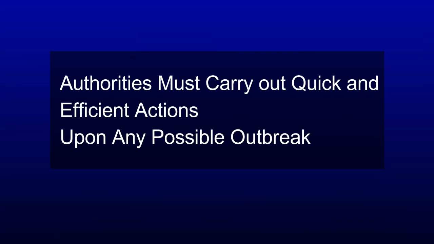Lastly, another step that we can take is that authorities should carry out quick and efficient actions upon any possible outbreak. So the government and health officials should always be on the lookout for any possible disease outbreak. The authorities should be prepared to conduct a series of actions in order to prevent any imported cases into the country. However, if the disease is already being spread among the community, then the authorities should respond immediately to contain this disease from spreading even worse among the community.